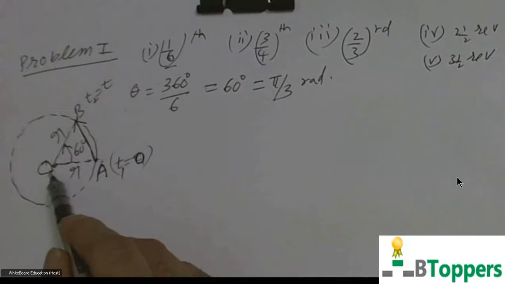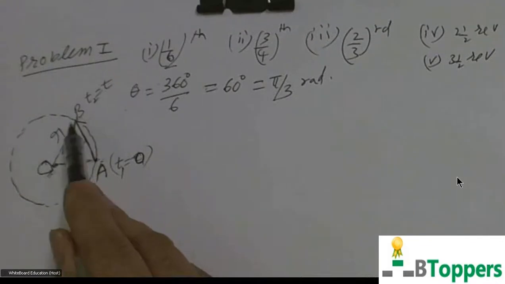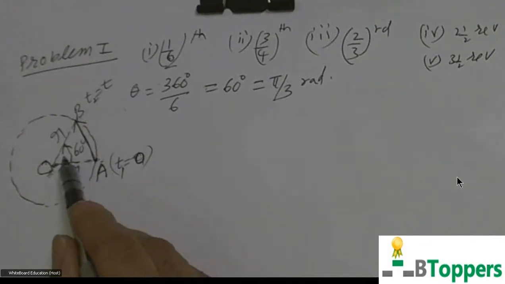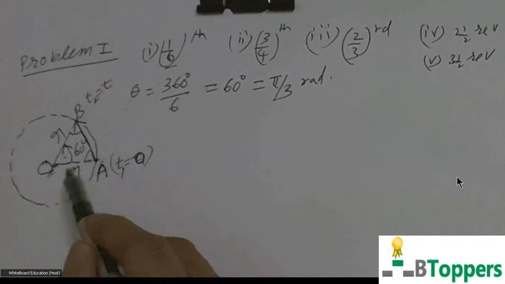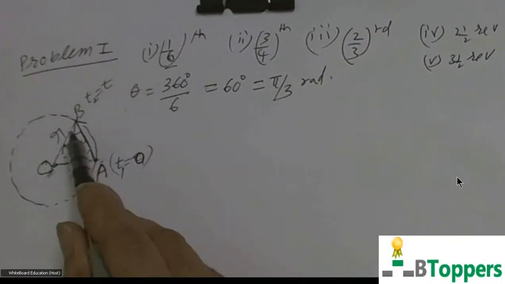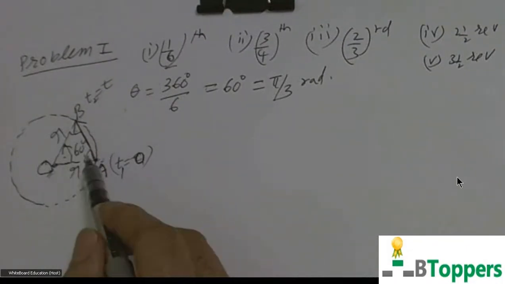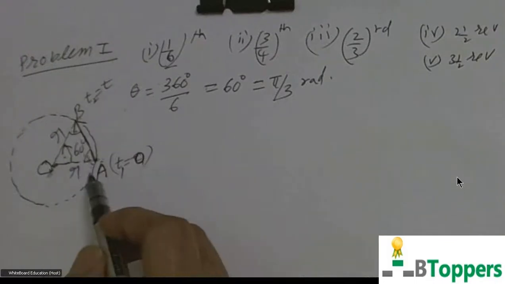That means OAB is an isosceles triangle because the lengths of the two sides OA and OB are equal. And this included angle is 60 degrees. Because it is an isosceles triangle, these two angles must be the same. So the sum of the other two angles is 180 degrees minus 60, or 120 degrees. So the other two angles are equal, meaning each of them is half of 120 degrees, or 60 degrees. That means you can conclude that OAB is an equilateral triangle.